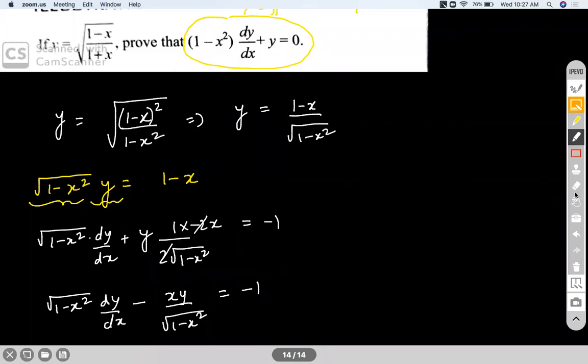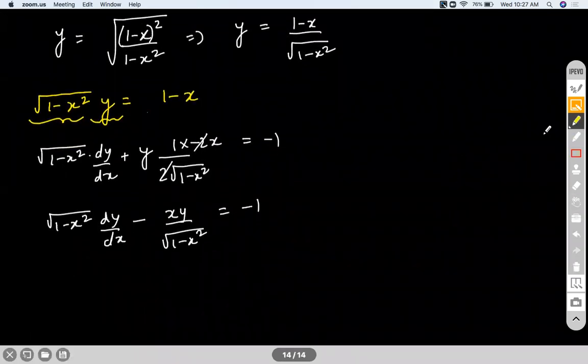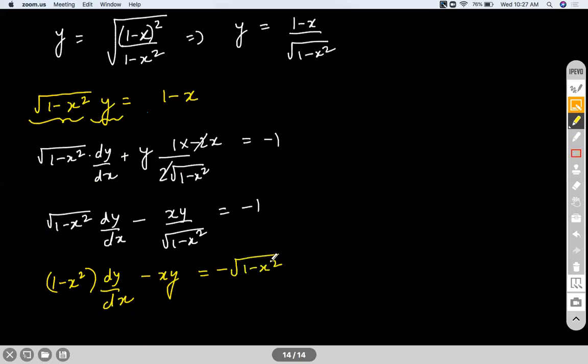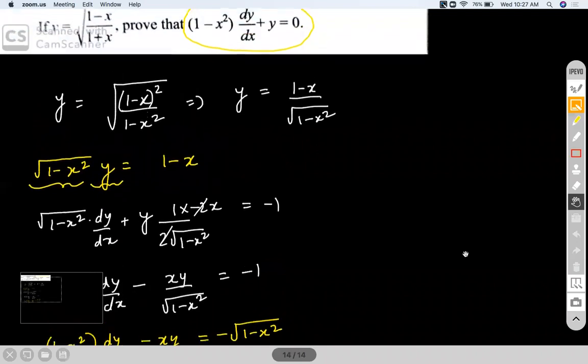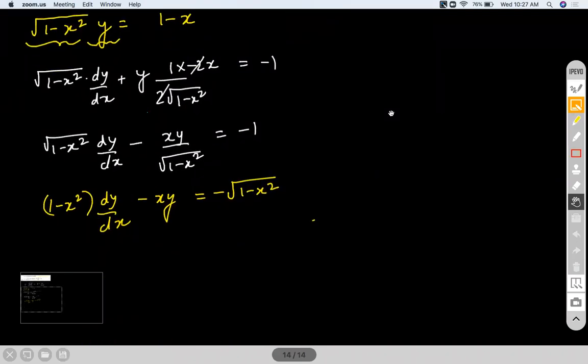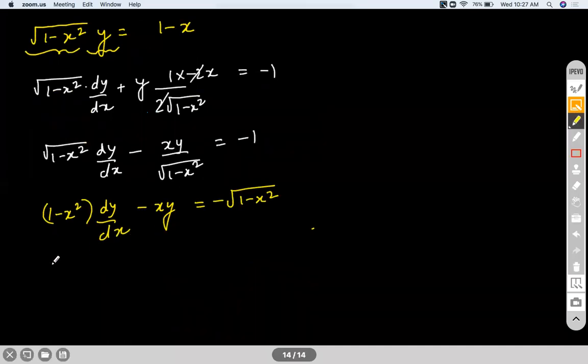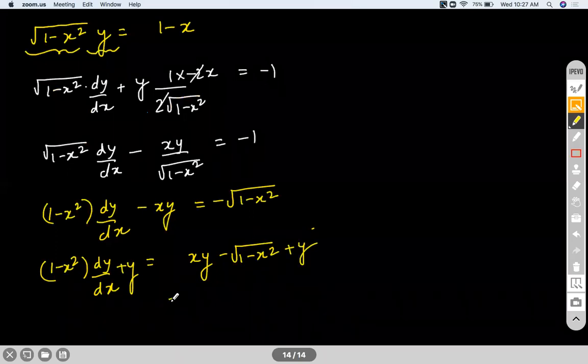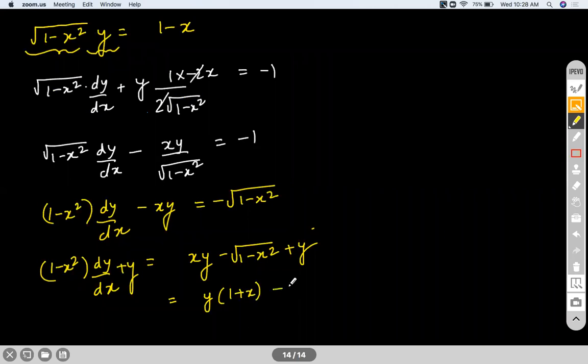Now we'll multiply throughout with under root 1 minus x square. So this becomes 1 minus x square, this becomes minus xy, and this becomes minus under root 1 minus x square. What do you want to prove? This plus y is equal to 0. So if you take this term, it will be xy. Add a y to both the sides. So, y into 1 plus x minus under root 1 minus x square.